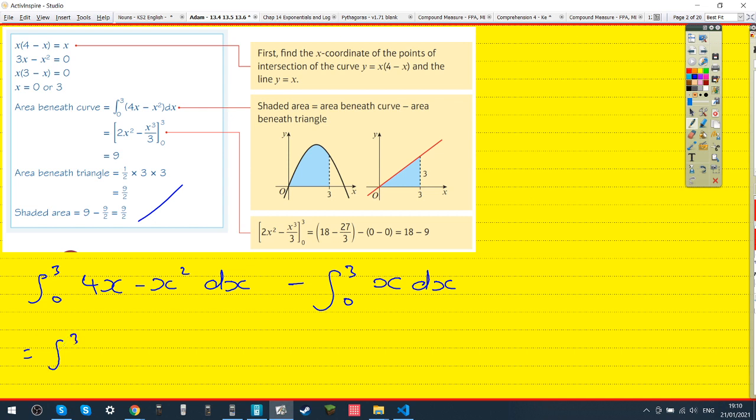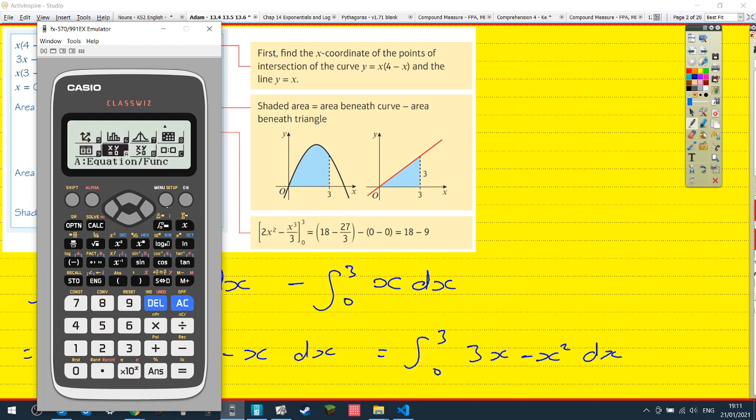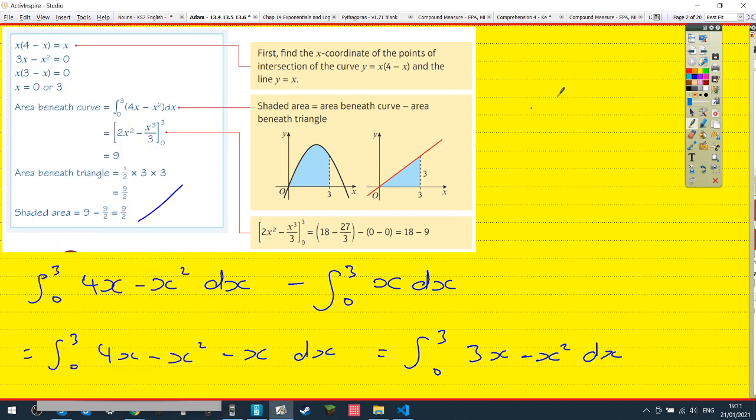And you can say that's the integral between 3 and 0 of 4x minus x squared minus x with respect to x. And you can do 4x minus x, and so 3x minus x squared with respect to x. That should work because it's the same limits. So let me just check this one. Instead of 4x, we only have to integrate once, which makes it easier. Between 0 and 3. And so that makes our lives easier. We can bring the two together, so we only have to integrate once.